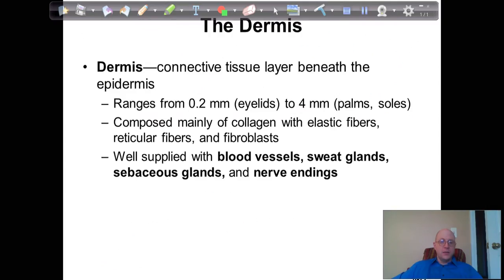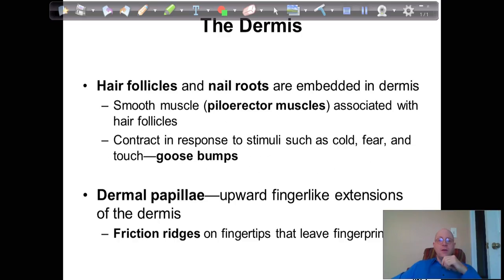So back to this. All right. Connective tissue layer beneath the epidermis ranges from 0.2 millimeters to 4 millimeters. So the dermis can be pretty thick. I mean, 4 millimeters is probably about the width of maybe 2 dimes on top of one another. Okay. Mostly collagen with elastic fibers, reticular fibers, and fibroblasts. Well supplied with blood vessels, sweat glands, sebaceous glands, which are the same as the oil glands, and nerve endings.